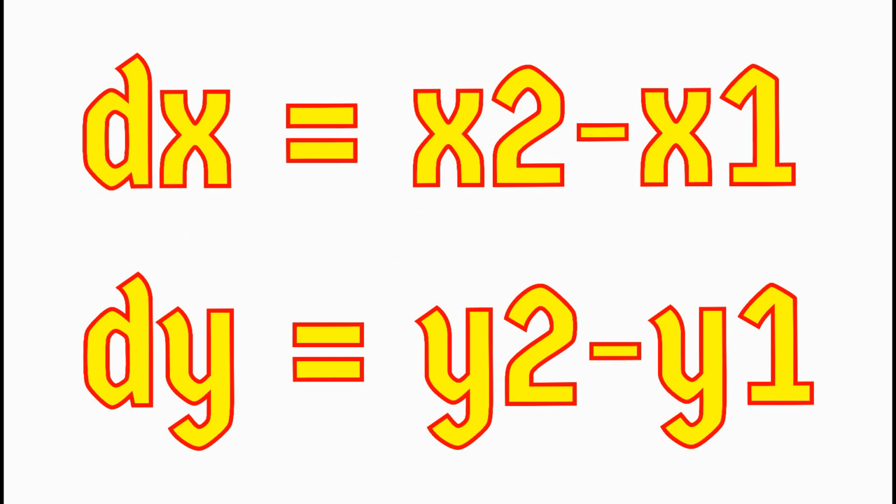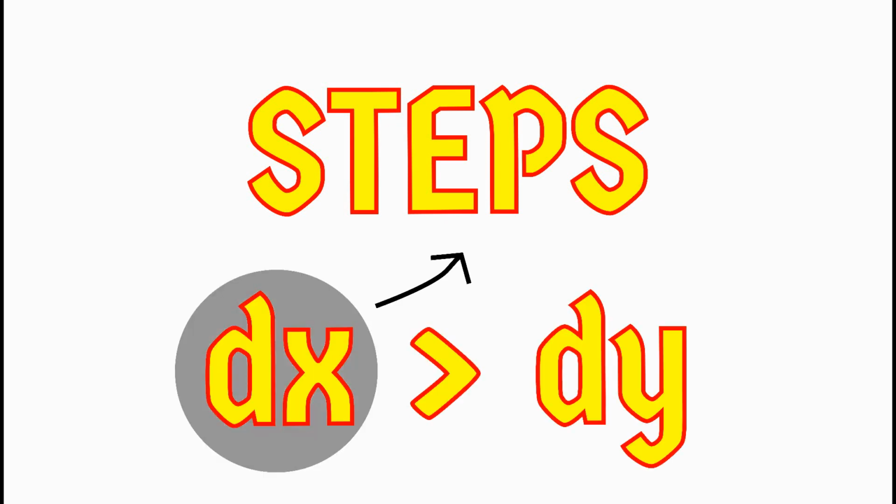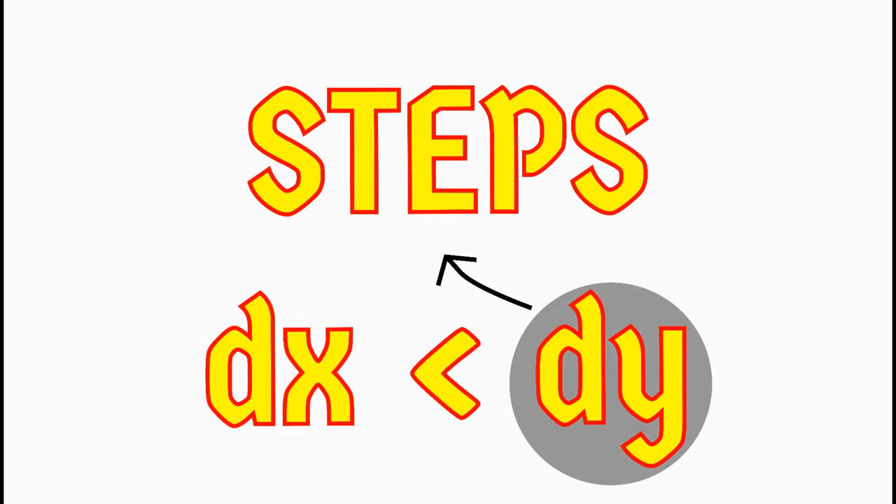Now that we have dx and dy, the second step is to find out step. Yes, you heard it right. The second step is to find out step. Step is another variable in our algorithm and it determines the number of steps it will take to create our line. Now if the variable dx is greater than dy, then dx becomes the step variable, and if dy is greater than dx, then dy becomes the step variable.